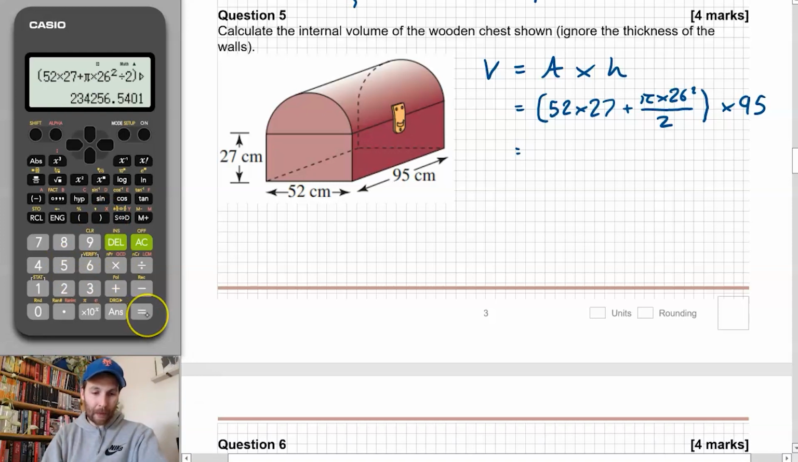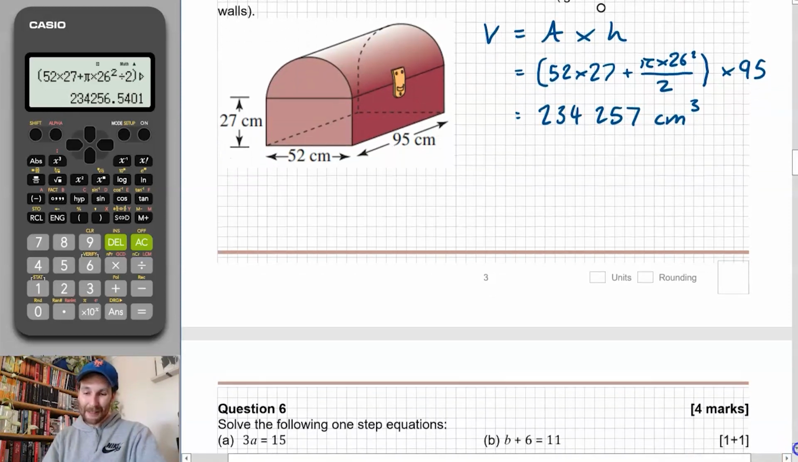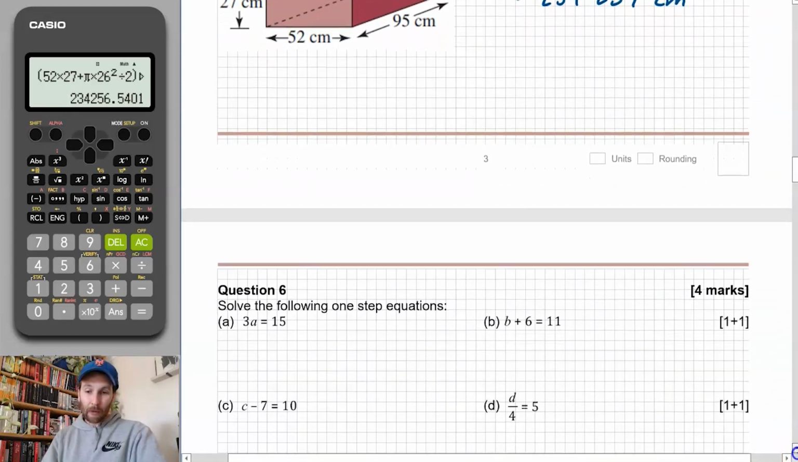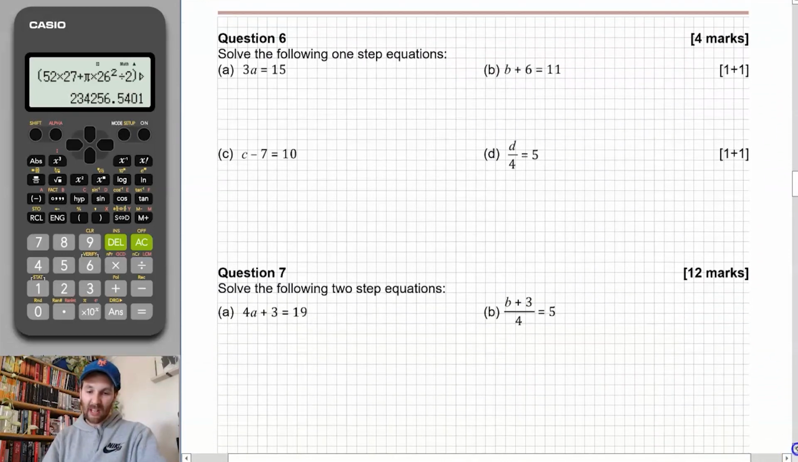Should be a reasonably big number. Yeah, right. That is 234,257 centimeters cubed. I'll go nearest whole number again because we've got 6 significant figures there. We could probably have done to 3 significant figures, but I think that's fine for this question because it doesn't stipulate either way. Right, we are done with volume so soon, I know, and now we are on to solving.